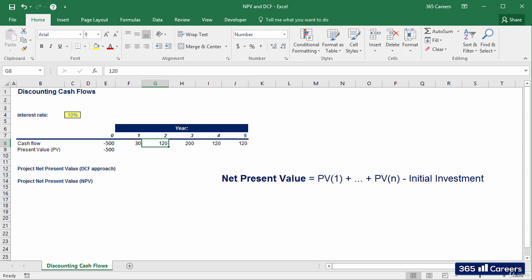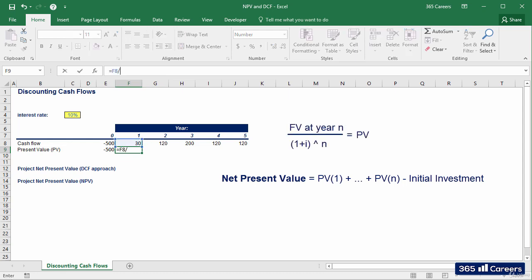To discount the first future cash flow, we need to divide it by 1 plus the interest rate, elevated to the first degree. The degree to which we are elevating depends on how many years from the present the cash flow we are discounting is. So, for example, the next cash flow will be elevated to the second degree because it is 2 years from now, and so on. The formula that we typed can be pasted directly to the right.